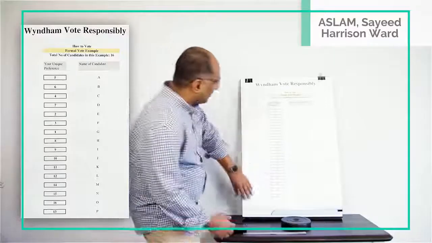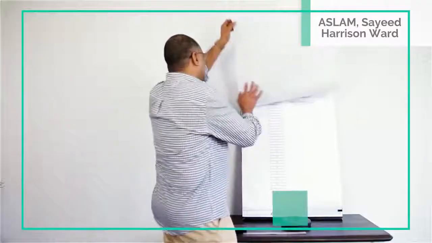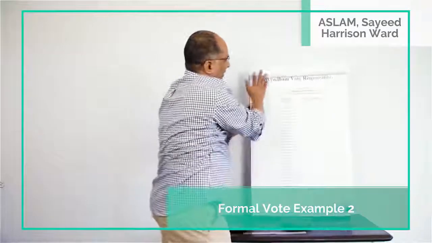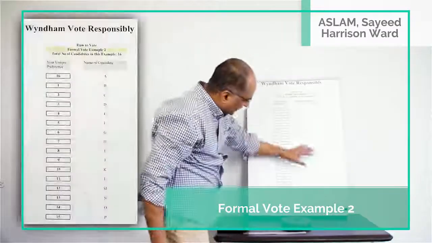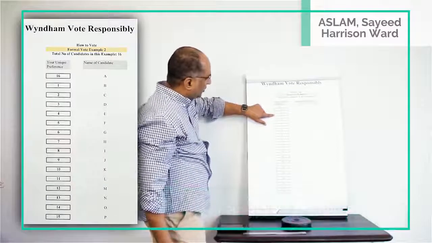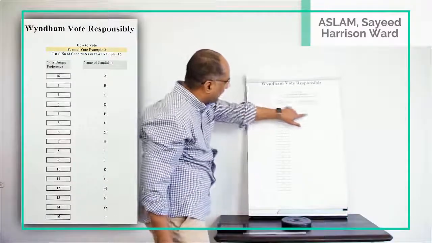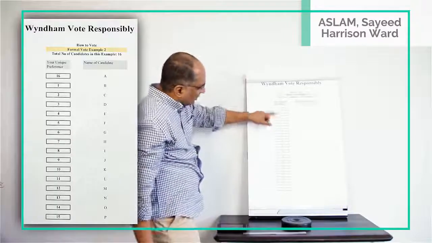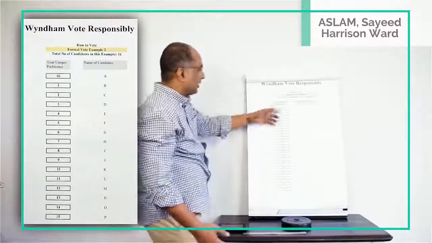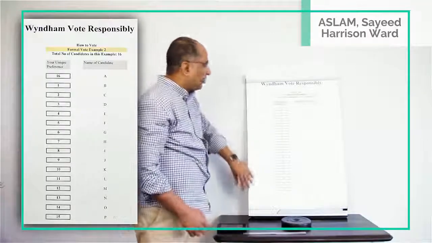Now this is example 1. I've done another example just to make it simple. So this is the same thing. You've got the same set of 16 candidates, but a different preference. If you want to vote 1 for the second candidate, that's 1, and then you can just number as per your preferences, 2, 3, 4, 5, 6, 7, 8, 9, 10, and so on up till 16. Now that's a formal vote.